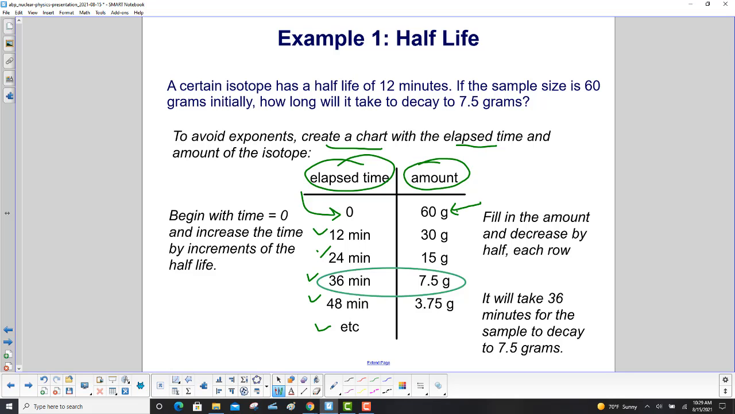After one half-life of 12 minutes, we have 30 grams. It gets cut in half. 2 half-lives, or 24 minutes, cuts in half again. You get 15. Cut it in half one more time, and you get 7.5, which is what the problem asked. So it takes us 36 minutes for the sample to decay to 7.5 grams, and that's in 3 half-lives.